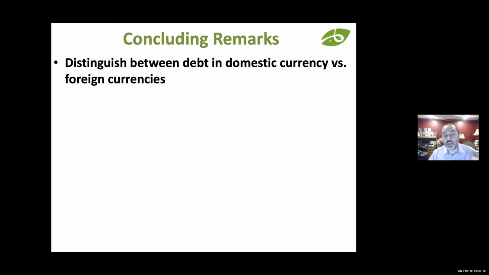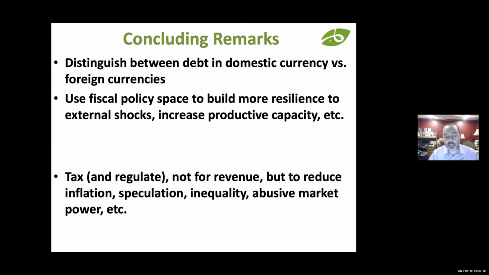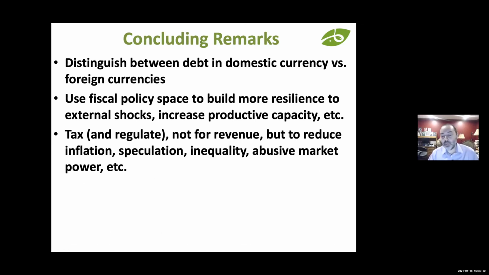So number one, distinguish between debt denominated in foreign currencies versus the national currency. Use fiscal policy space to build more resilience to external shocks, to increase productive capacity in strategic areas. And then tax and regulate not for revenues, but to reduce inflation, speculation, inequality, abusive market power, and so on.